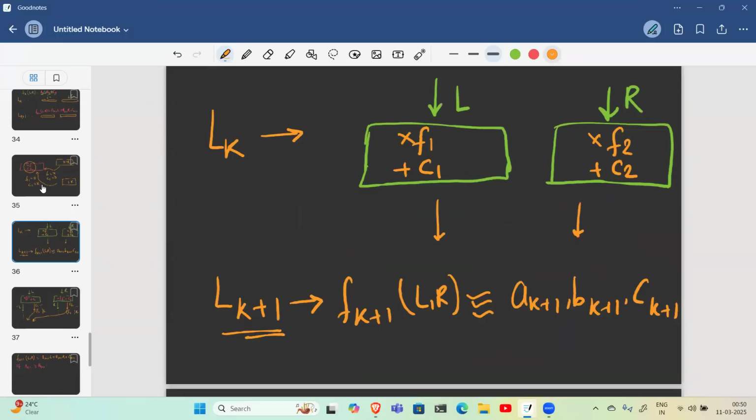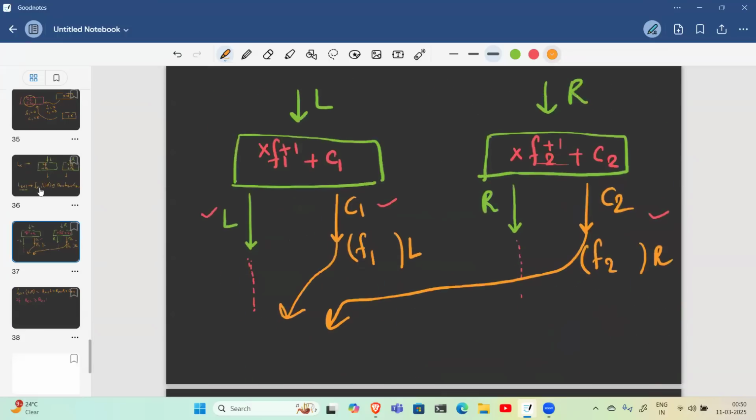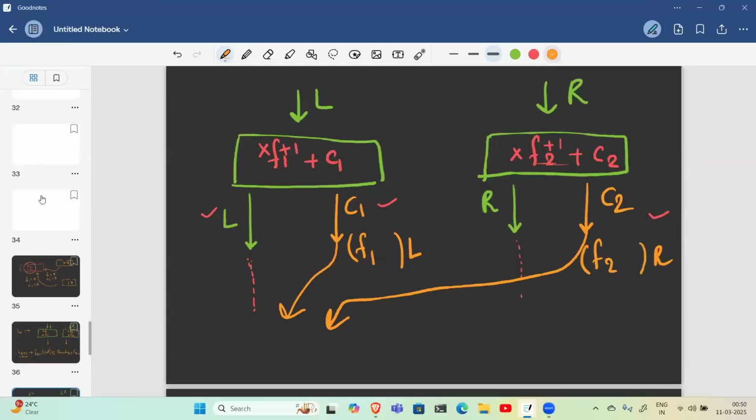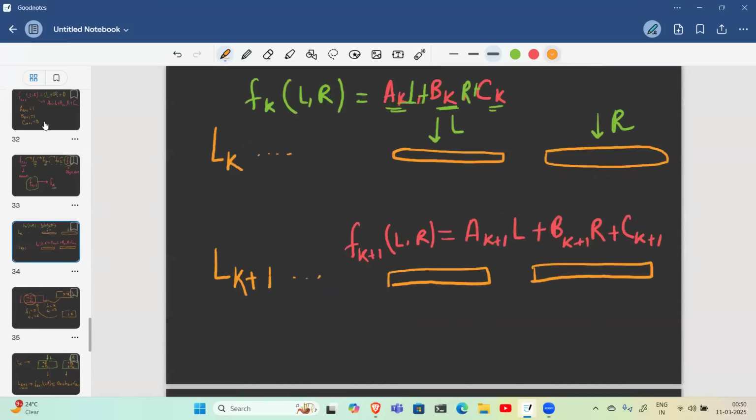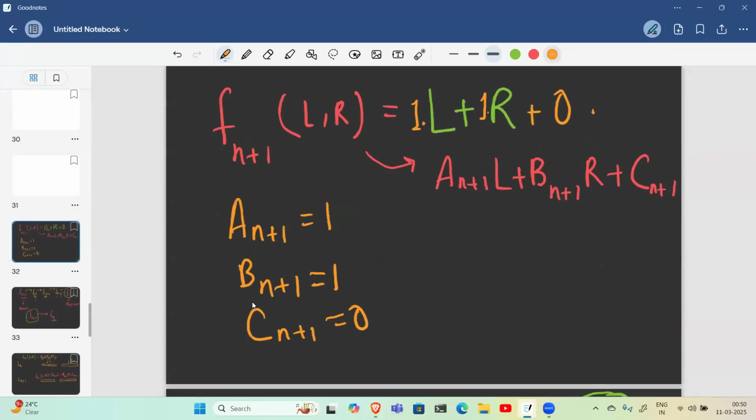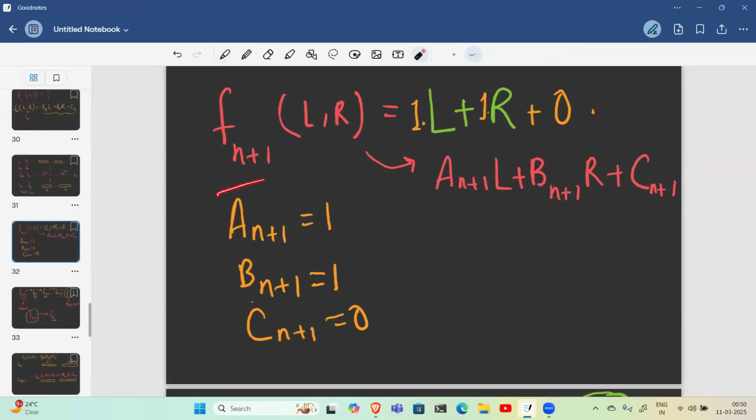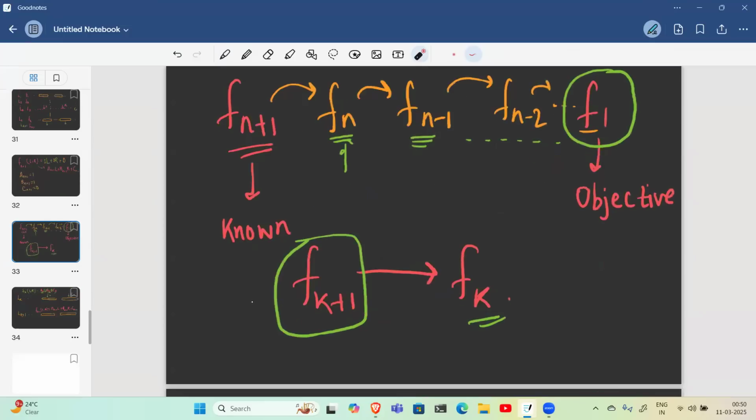Now any function f_k can be easily defined using the three coefficients a_k, b_k and c_k. So now I have my base case clear. I already know the values of my base case, so that means I know the function f_(n+1) and its coefficients. I want to find the coefficients for f_1, so I'm going back in reverse order.